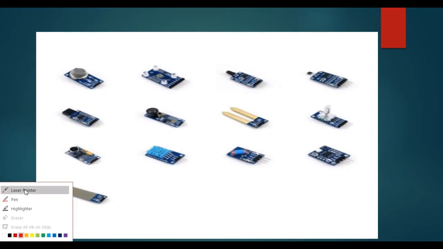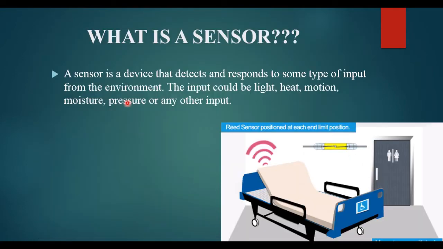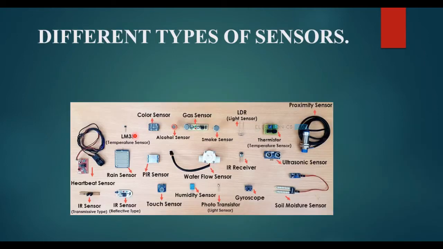So these are the different types of sensors which we will be using in the robot. Now what is a sensor? A sensor is a device which is capable of taking input from the surroundings and giving it as an output to the motherboard. It can be any kind of input.